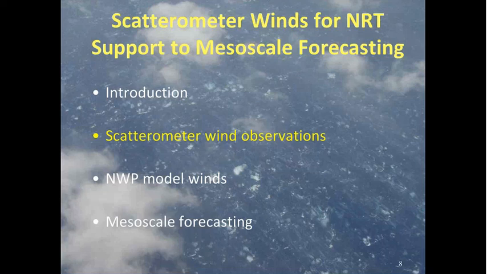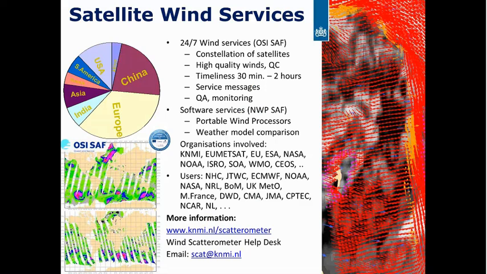First, we can start with looking at the wind services we currently have at KNMI. So we produce 24/7 winds from a constellation of satellites. The product development has gone quite far in the last decades, so we can produce high-quality winds, and we have quality control procedures. We also, with EUMETSAT, implemented good timeliness of the European scatterometer data. They are often available even earlier than within 30 minutes.